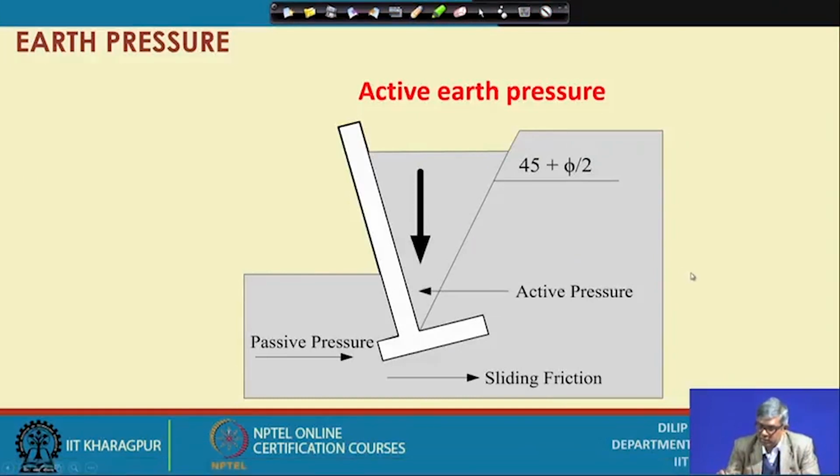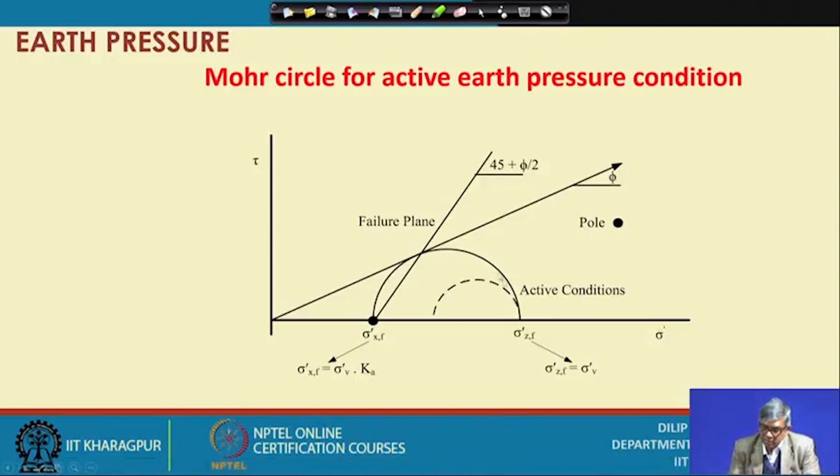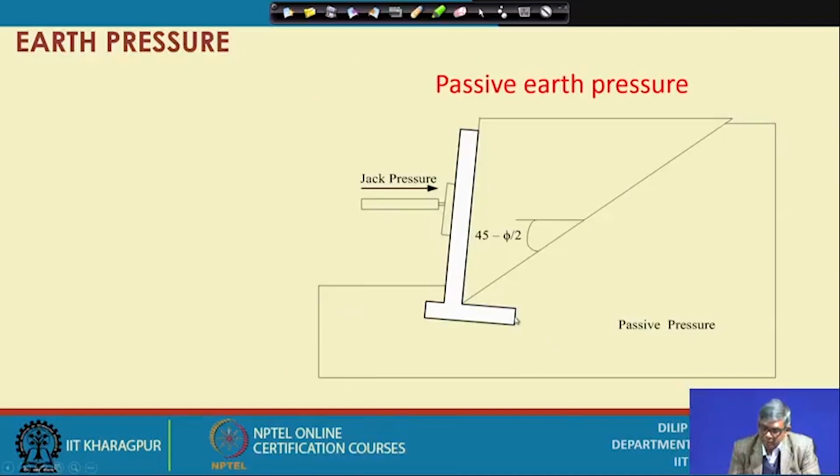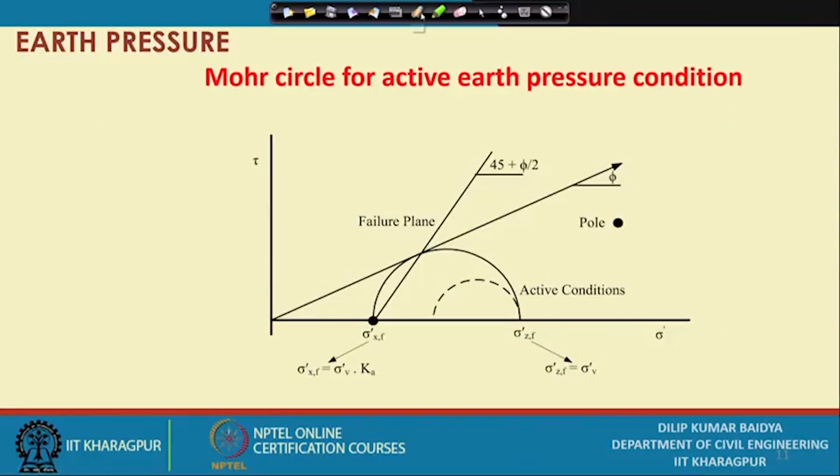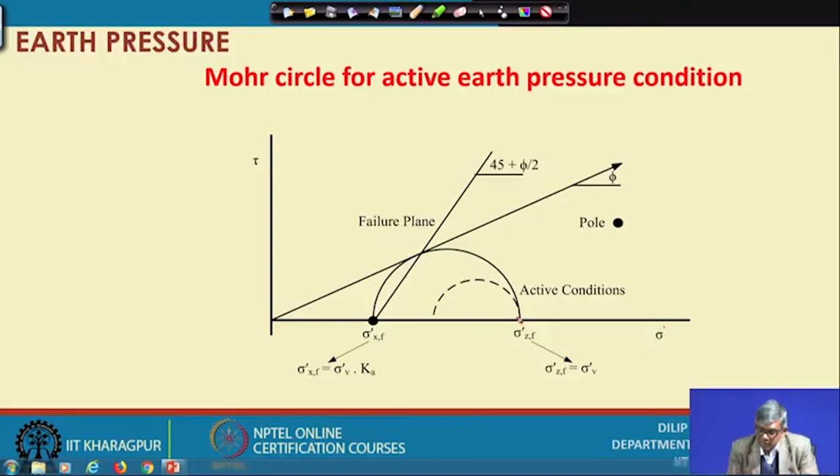If you draw the Mohr circle for the active case, this was the at rest condition circle. This is the Mohr circle at rest condition, and this will not change actually. And because of the movement of the wall, as I have told you, the horizontal stress will be decreasing, and finally it reaches here, just before failure. So, this is the lowest value.